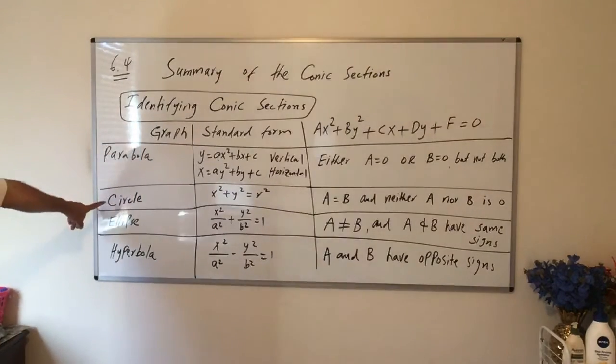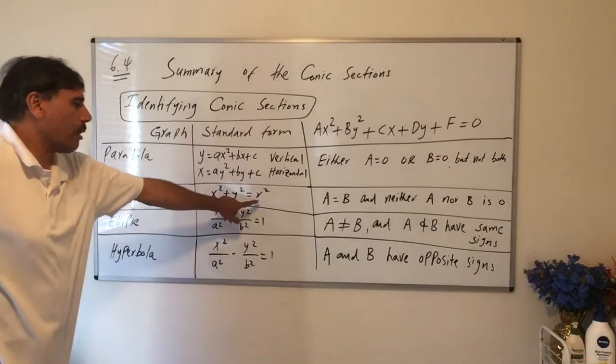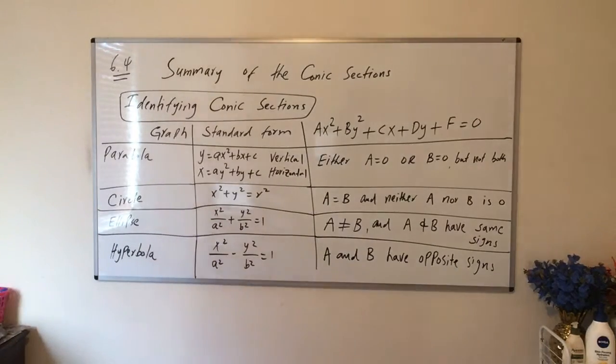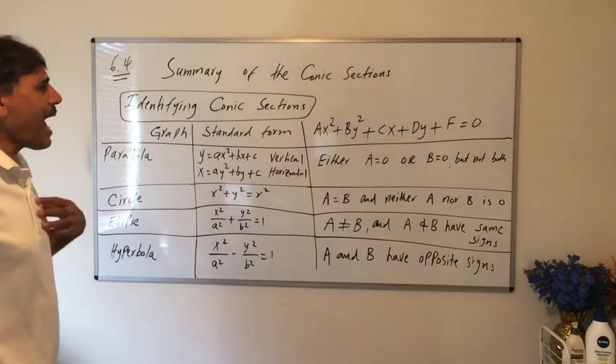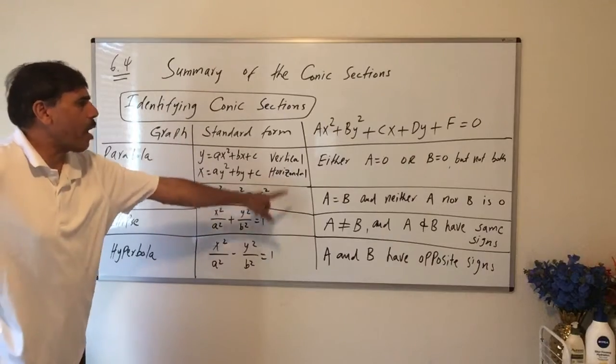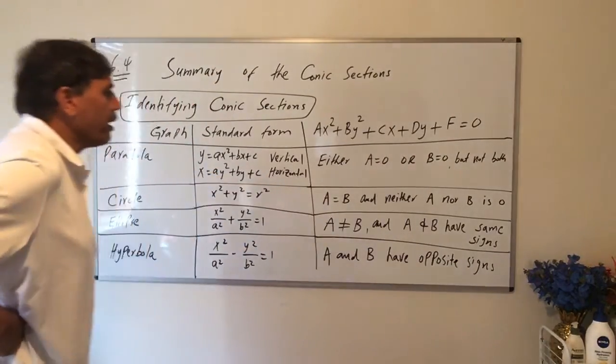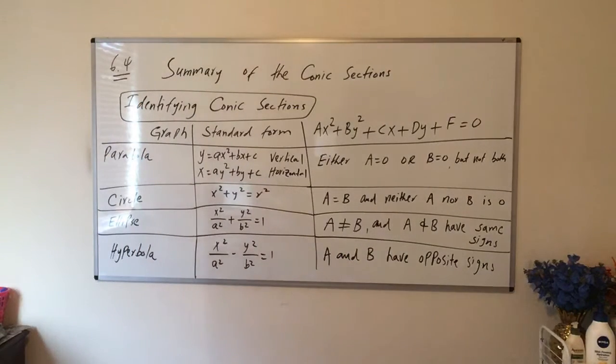The second one we talked about in a previous chapter a long time ago, the circle. So this is a circle, x squared plus y squared equals r squared. This is a circle with the center at the origin. So in this case, a and b cannot be 0. And a must equal b. So keep in mind, a must be equal to b, and neither a nor b can be 0.